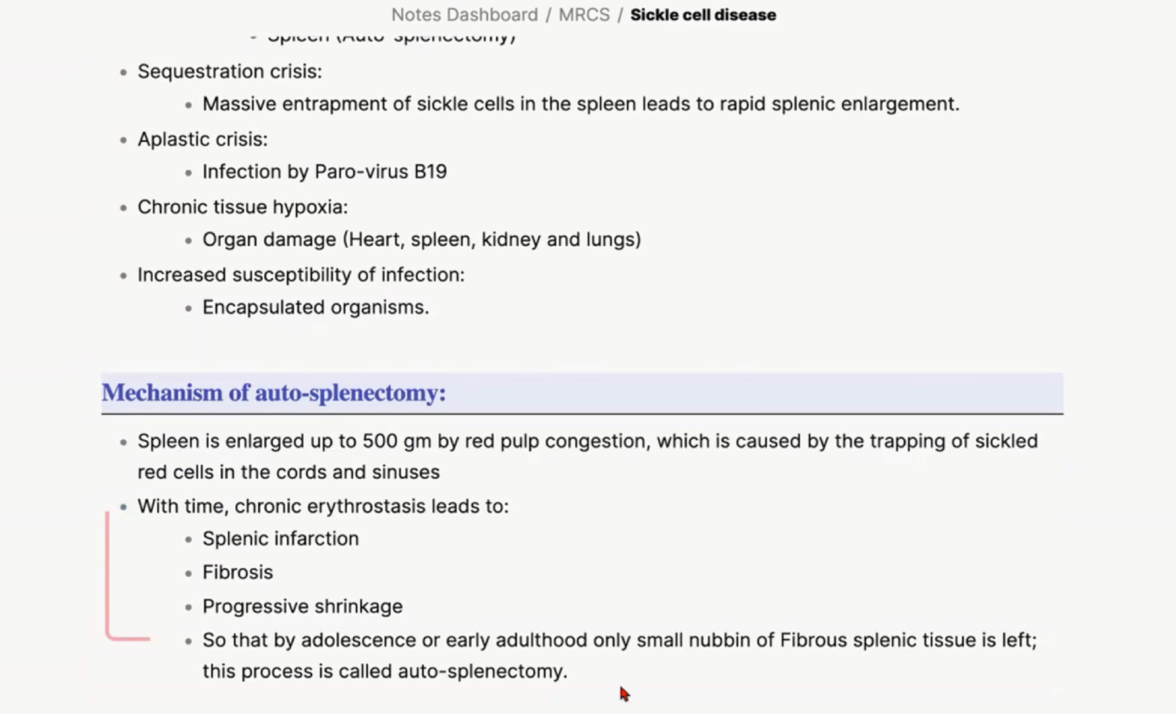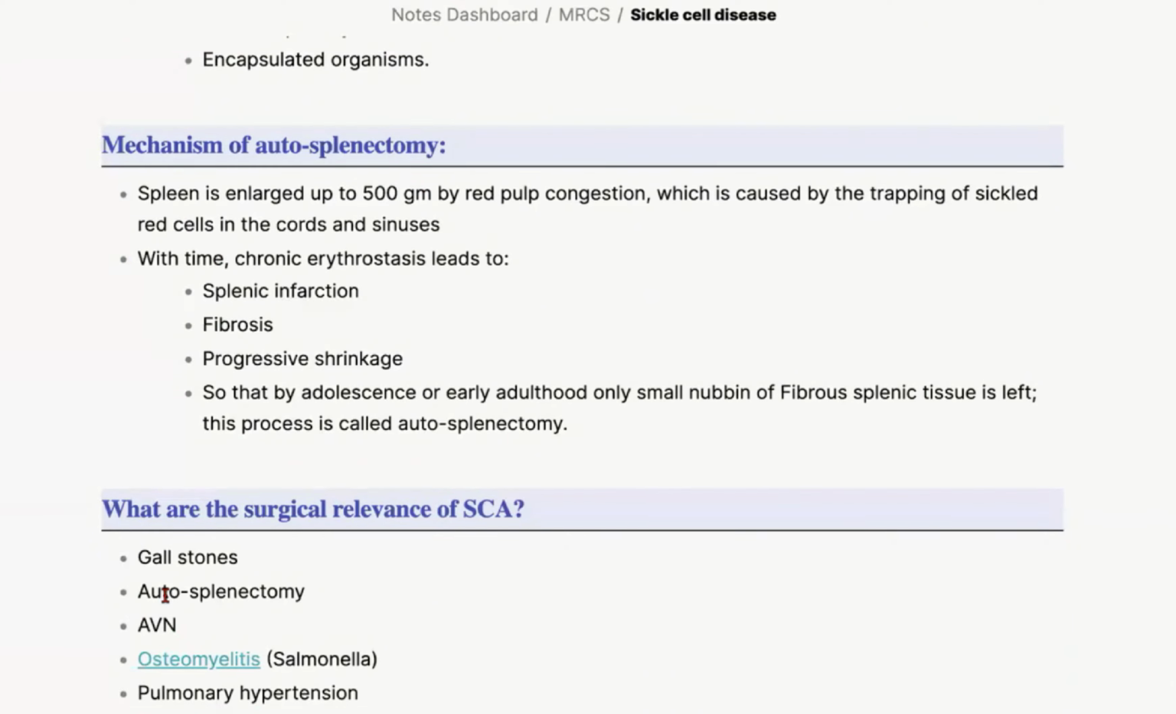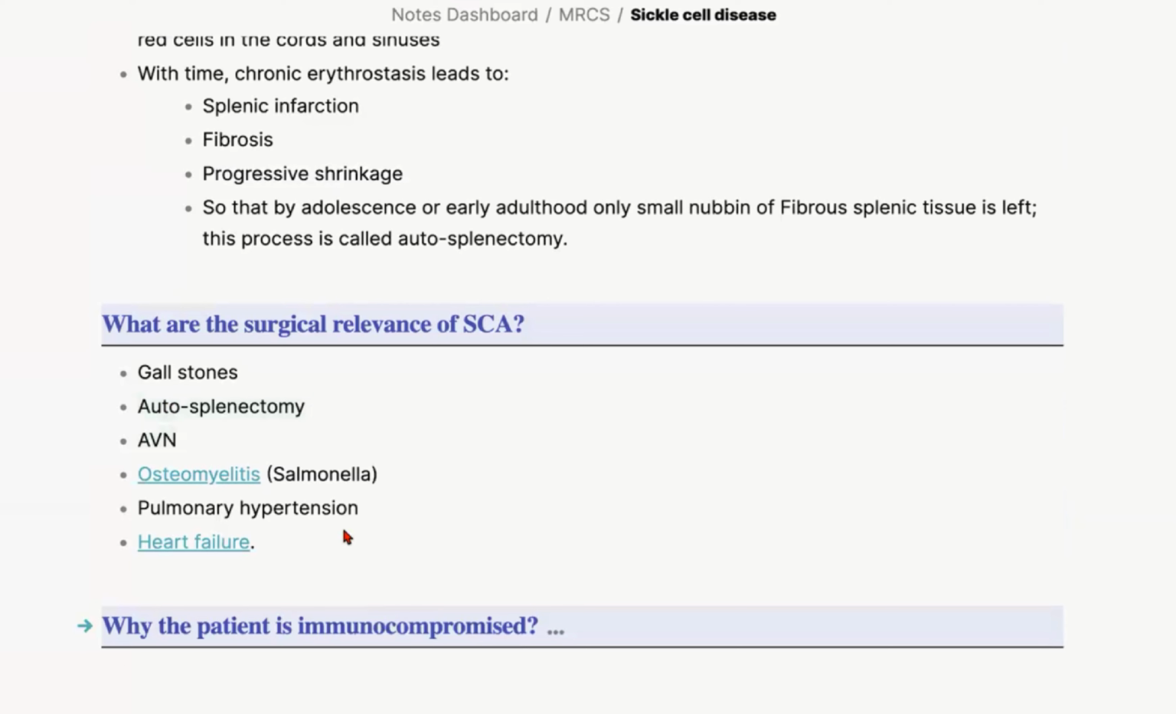The surgical relevance of sickle cell anemia. Yes, you would like to mention the gallbladder or gallstones. However, autosplenectomy, avascular necrosis, osteomyelitis, pulmonary hypertension, and heart failure are also relevant and need to be mentioned. And of course, the risk of bleeding in sickle cell anemia is relatively high and also needs to be mentioned.